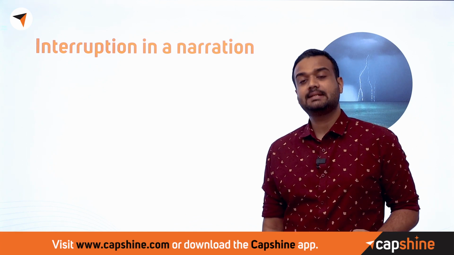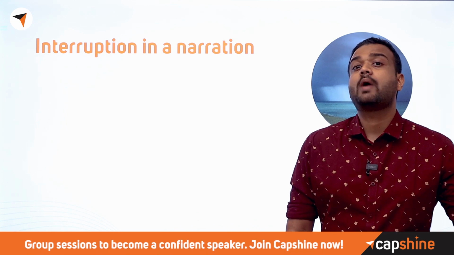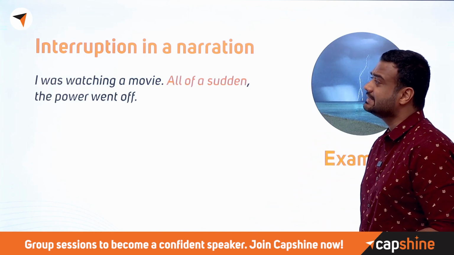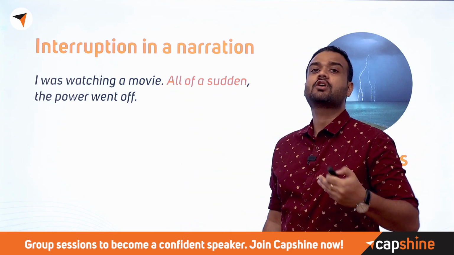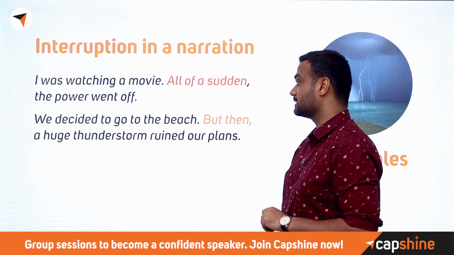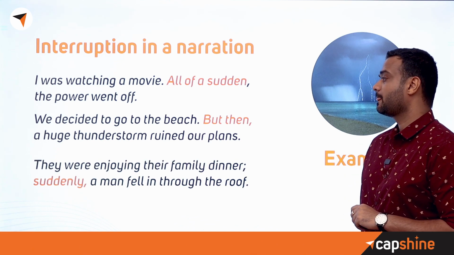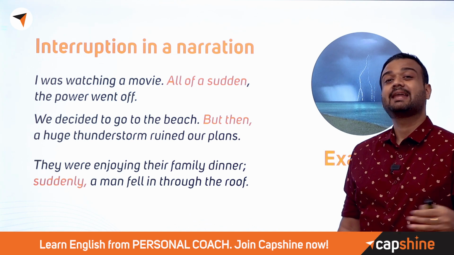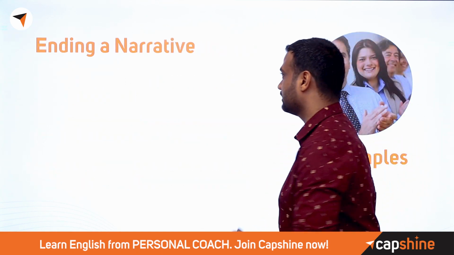Sometimes you may have some interesting details or facts to add on in the middle. These might be interrupters. You want to add them without necessarily going too far away from the main purpose of your narration. So to do that, you could say things like, I was watching a movie, all of a sudden the power went off, to give sort of an interruption to the flow of the narration itself. We decided to go to the beach, but then a huge storm ruined our plans. They were enjoying the family dinner. Suddenly, a man fell in through the roof. Again, in a way, it adds to the plot. It also shows an interruption of the flow of the narration itself.